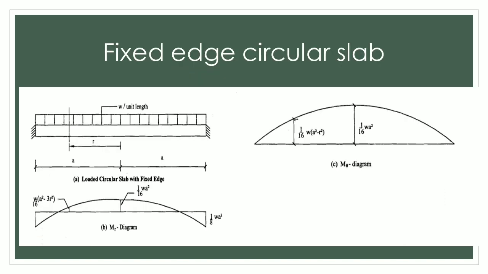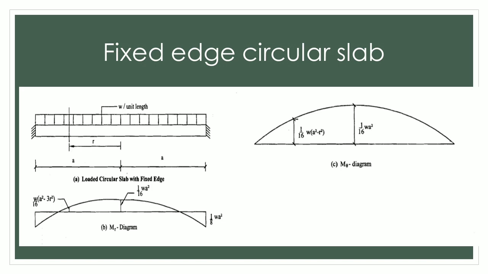Fixed edge circular slab. Here in figure A, a slab fixed at the edges carrying a UDL of W per unit area is shown. The radial moment distribution Mr varies from a maximum positive value at the center to 0 at a distance of A by root 3, and then becomes negative at the edges. This is depicted in figure B, the Mr diagram.